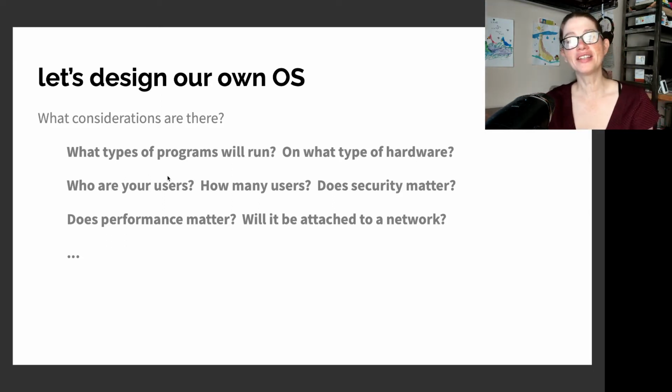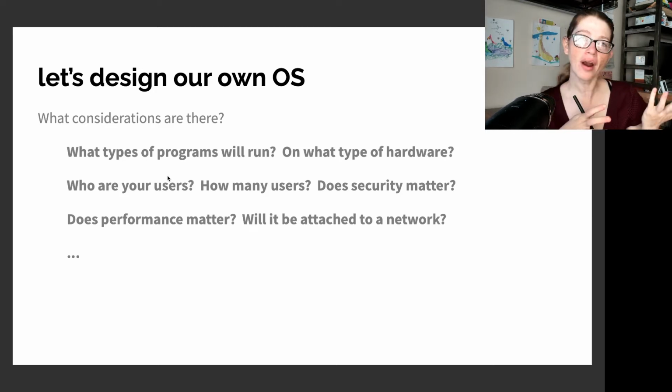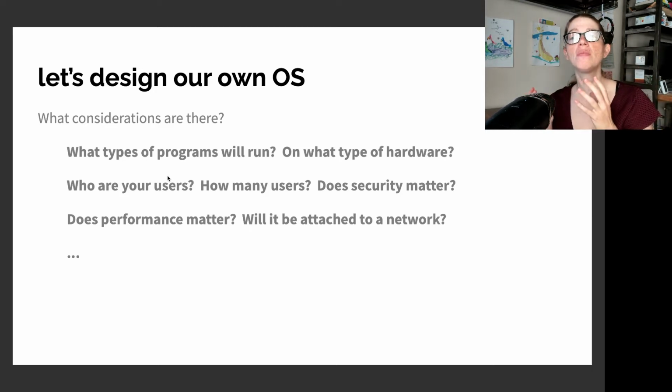So you have to ask yourself, what kind of hardware am I running this on, and what kinds of programs are going to run on it? For something like a car, it might be writing software programs that let you manipulate the values of the air-fuel ratio to give your car better performance or better fuel efficiency.